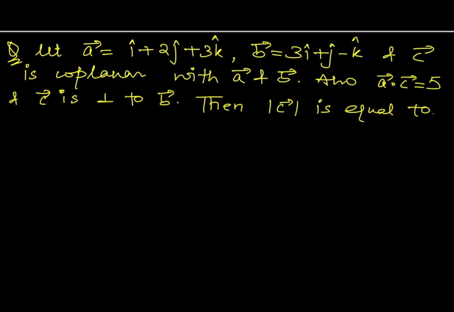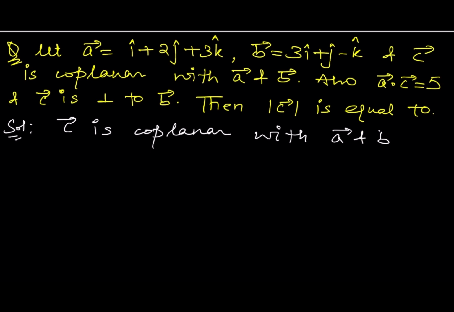So as it is given that C vector is coplanar with A vector and B vector, so I can write C vector is equal to x times A vector plus y times B vector. So I am writing, as C vector is coplanar with A vector and B vector, I can write C vector as x times A vector plus y times B vector, right?